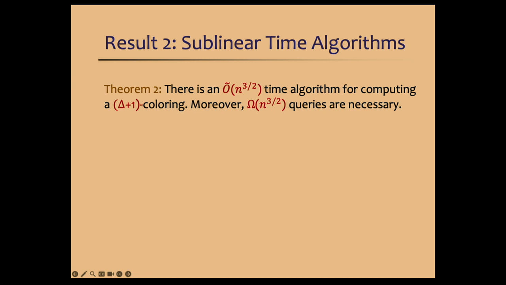So in the setting of sublinear time, we can show that there is an algorithm for delta plus one coloring that essentially takes no more than order n to the 1.5 time. And moreover, this is essentially optimal up to polylog factors. This problem does require omega n to the 1.5 queries, okay, to solve in the worst case.